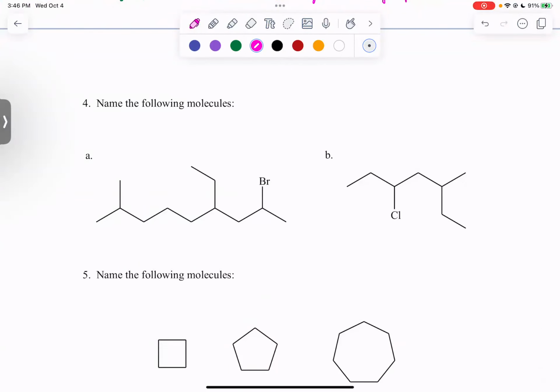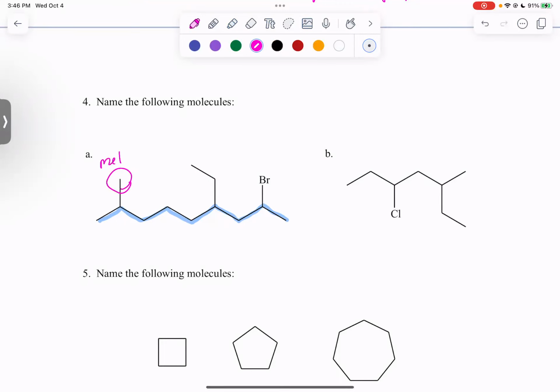All right, so now we're going to name things that are in line diagrams. Fun times. Okay. So now I want to find my parent chain. So here we go. I'm trying to get my longest continuous chain, and I think it is straight across. Because if I went up at this point, I'd only have 2, 1, 2, whereas here I get 1, 2, 3. So that's my parent chain. Okay. Now let me go identify my substituents. I have a methyl here. I have a 2-carbon chain here, so that's an ethyl. And then I have a bromo here.